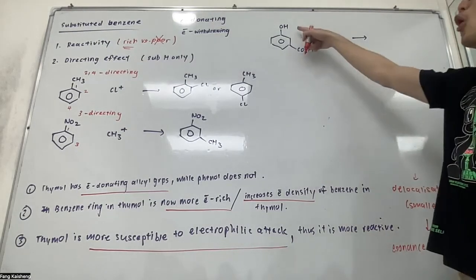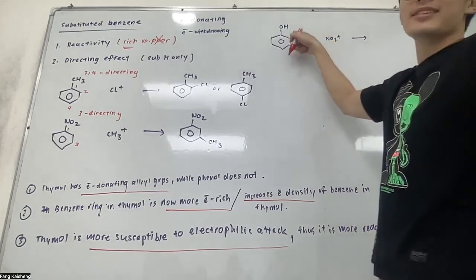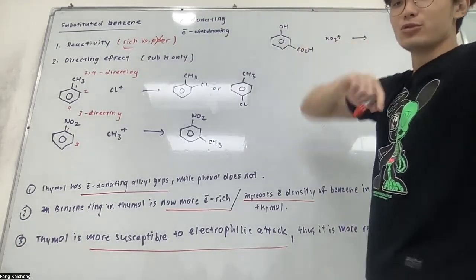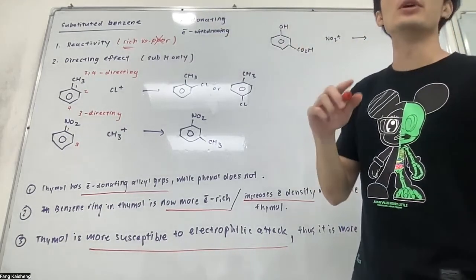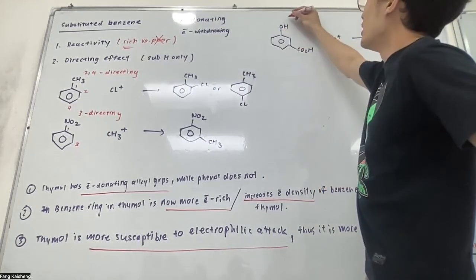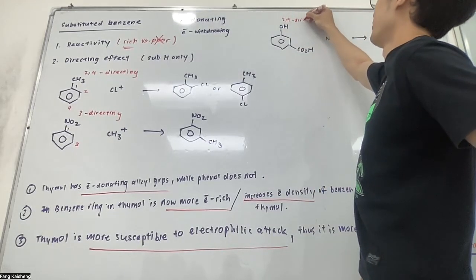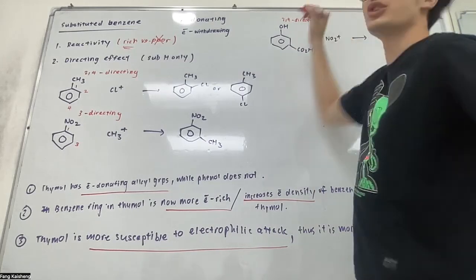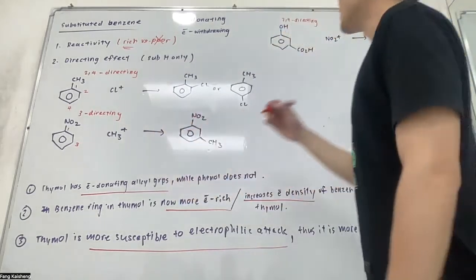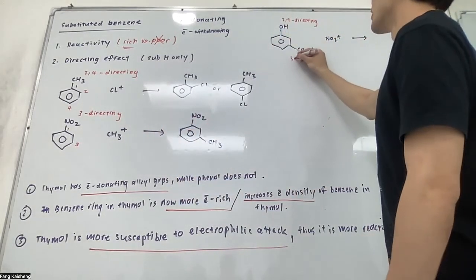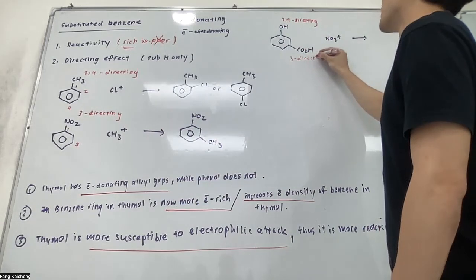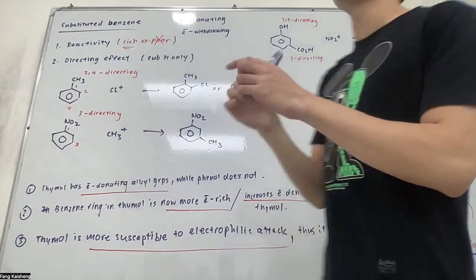Okay, look at this one. OH, what's its instruction? Go and practice looking through the table, getting familiar with it. OH tells NO2, you can only go on the second or fourth position. But how about CO2H? Then CO2H comes in and says, no, don't go on the second or fourth, you can only go on the third position. So who does NO2 listen to?